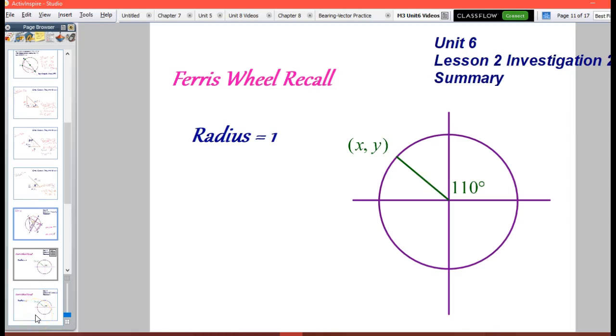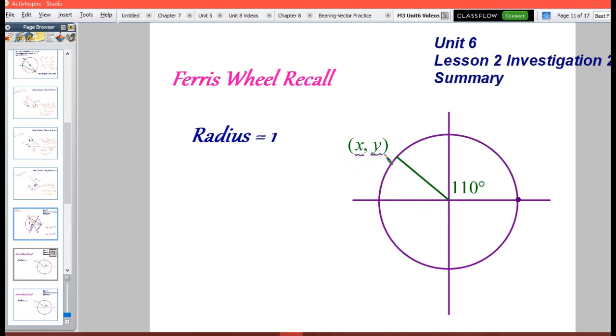For Unit 6, Lesson 2, Investigation 2, they bring in a Ferris wheel. Now the Ferris wheel is said to start right here on the x-axis, out a little bit. That Ferris wheel begins moving, and they say after 110 degrees, how high will the Ferris wheel be up, and how far will it be over? So you want to find these xy coordinates of it.